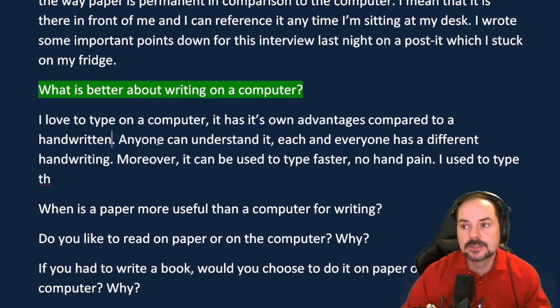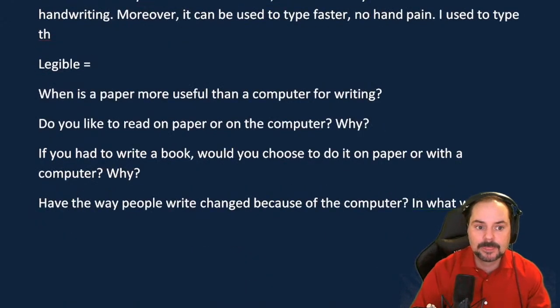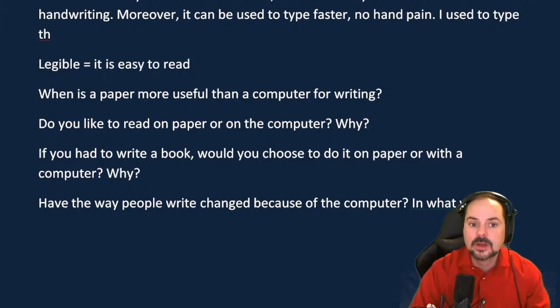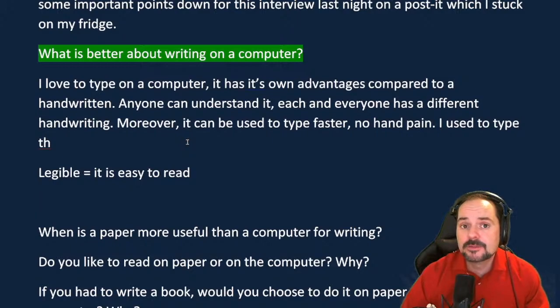You said that it has its advantages because it's easier to read. The word here is it's more legible. So let me give you this vocabulary, okay? Legible means it can be read, so it's easy to read. That's fine. Even if you just say that 1 explanation, that it's more legible, that's enough.